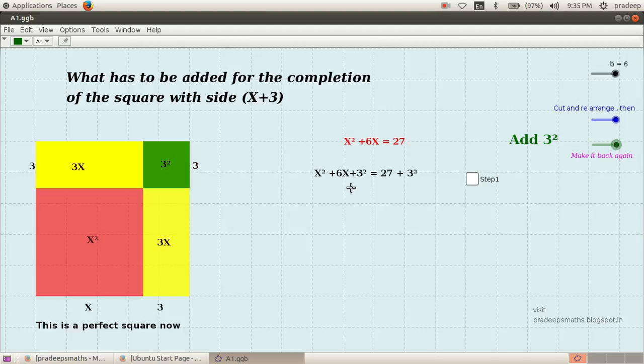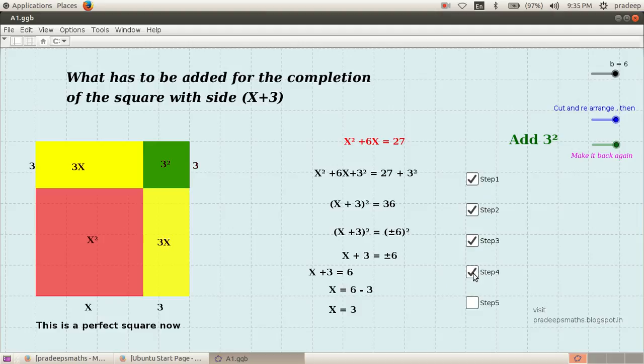That is, algebraically, when we add 3 square on both sides, we get the equation x square plus 6x plus 3 square is equal to 27 plus 9. This is of the form a plus b whole square. Therefore, it can be written like this: x plus 3 whole square is equal to 36. This 36 also is a perfect square. Therefore, we get x plus 3 whole square is equal to plus or minus 6 whole square. Taking square root on both sides, we get x plus 3 is equal to plus or minus 6. We have two distinct cases here.